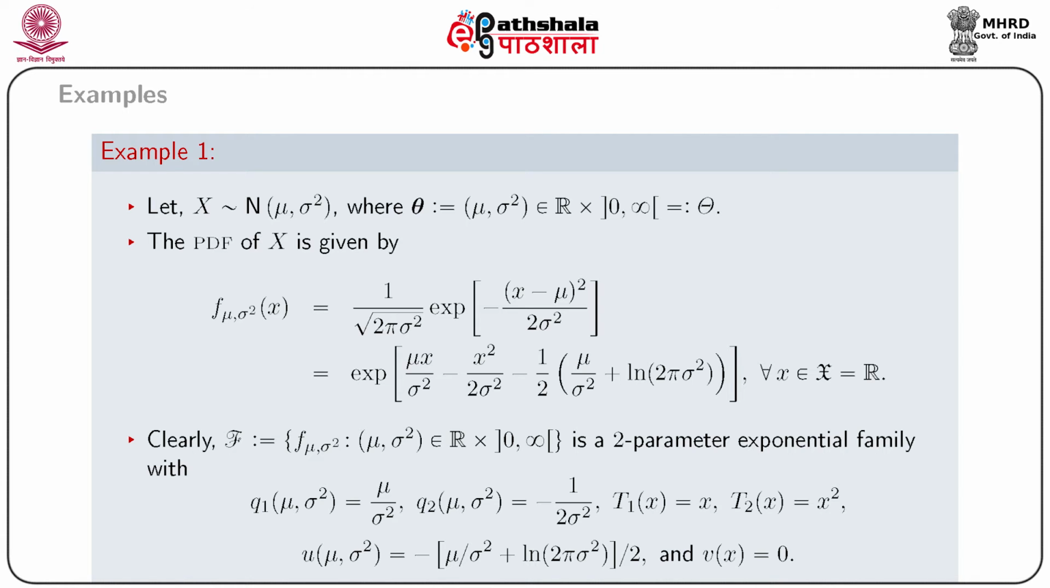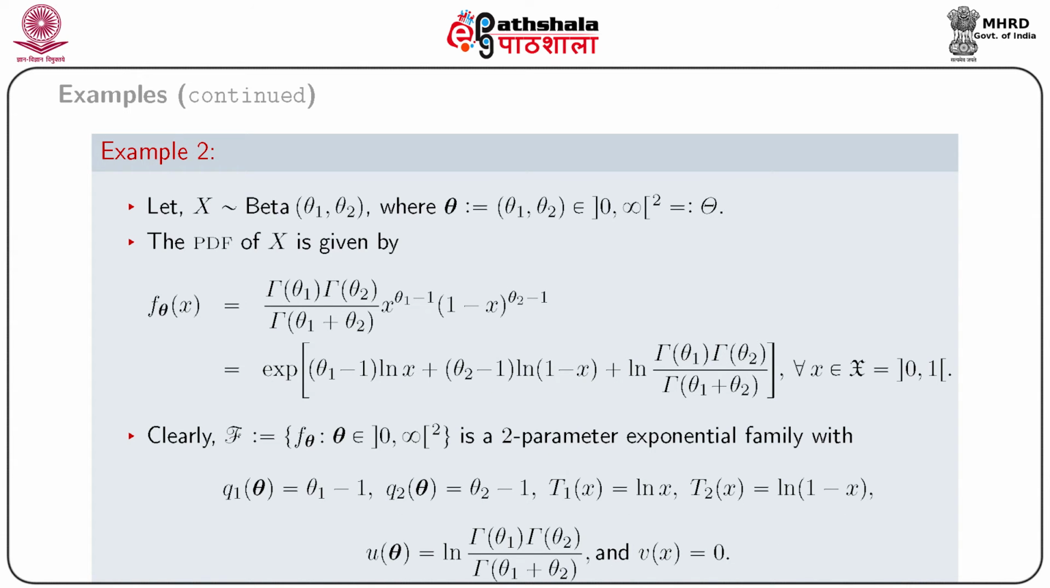If we write q1 (mu, sigma square) equals minus 1 by 2 sigma square, q2 (mu, sigma square) equals mu by sigma square, capital T1 x equals x square, capital T2 x equals x, u (mu, sigma square) equals minus half mu square by sigma square plus log 2 pi sigma square, and S x equals 0, then f x can be put in the form of a PDF belonging to the two-parameter exponential family. Next we consider another example.